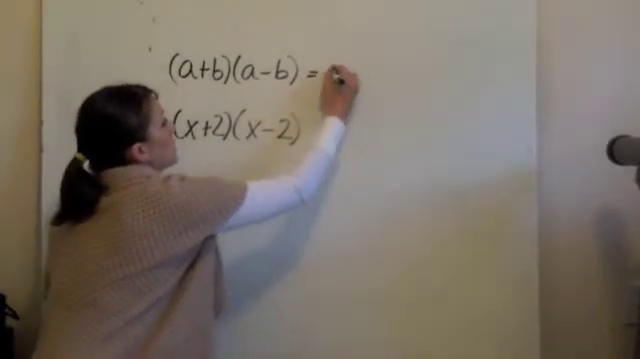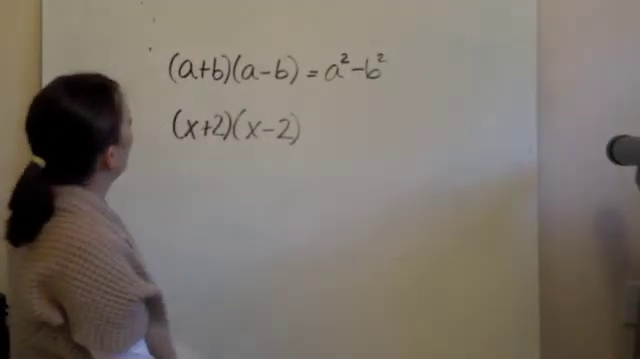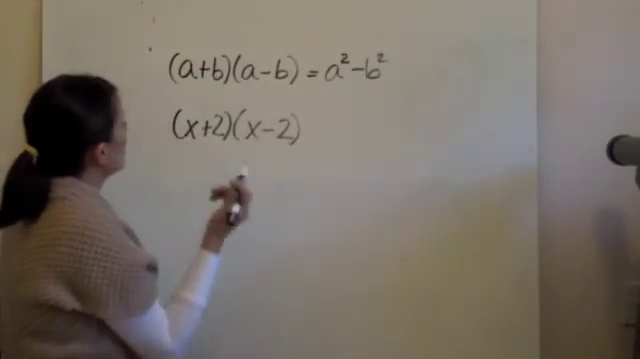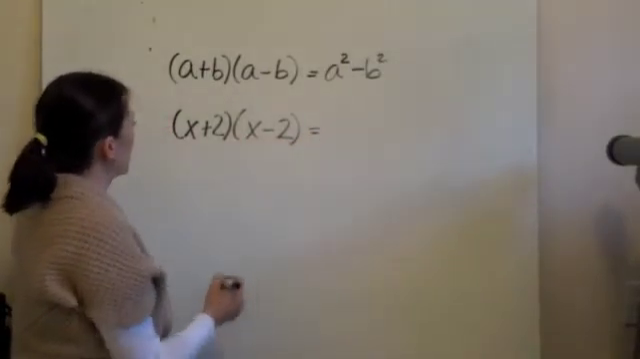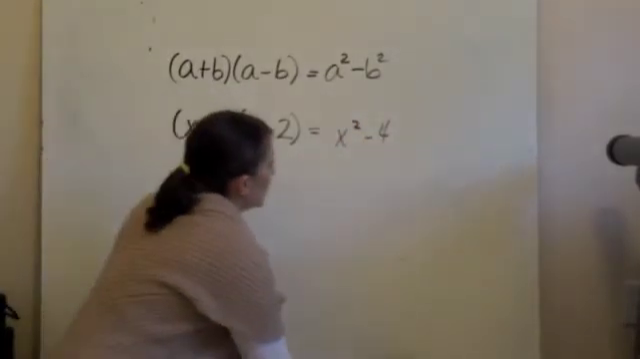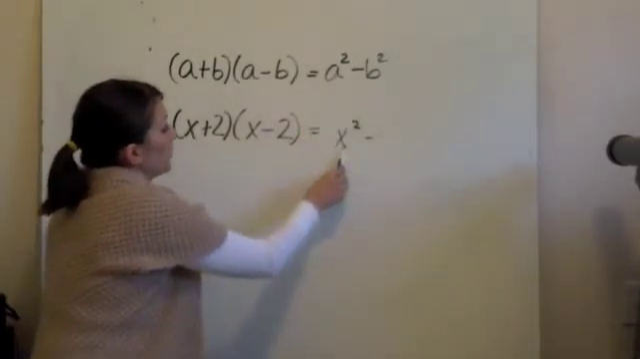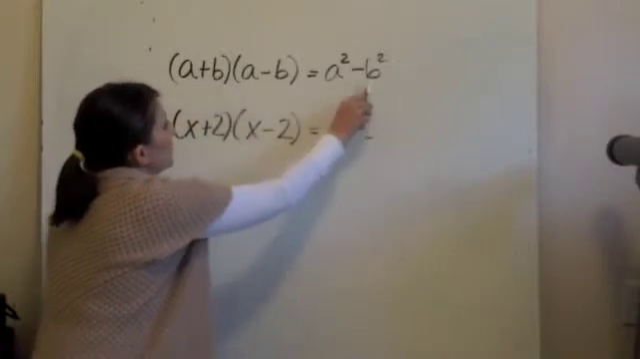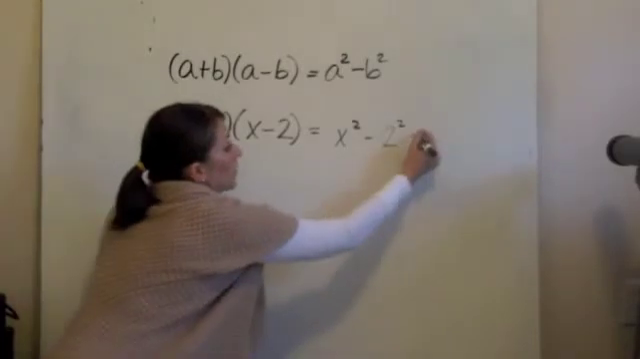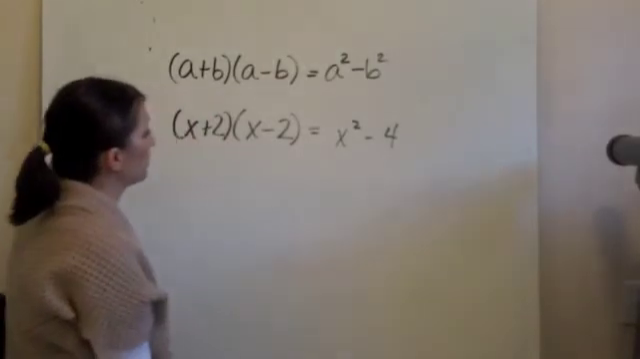So whenever you have this, this is always just going to be a squared minus b squared. And that's what it comes out to be. So when you have a situation like this, it would just be x squared minus 4. Why 4? Because a is x, so we have a squared, first term squared, and the second term, b, is our 2, so it would be 2 squared, okay? That becomes 4. So that's how I get x squared minus 4.